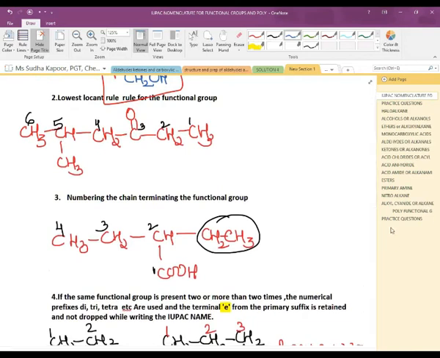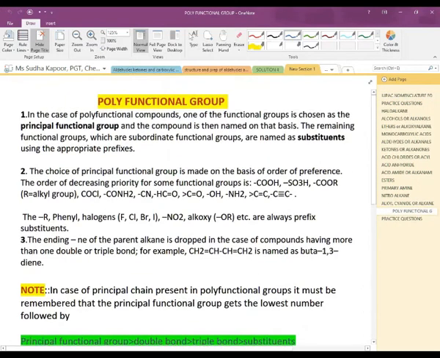So let us start with the case when there are more than one type of functional group present in the same chain. In the case of a polyfunctional compound, one of the functional groups is chosen as the primary functional group. One is given the primary number, that is the principal. And the other is considered as the substituent, which will be called as a prefix. So remember this, the name will be given according to the principal and the other functional group is considered as the prefix. The choice of the functional group is made on the basis of order of preference.